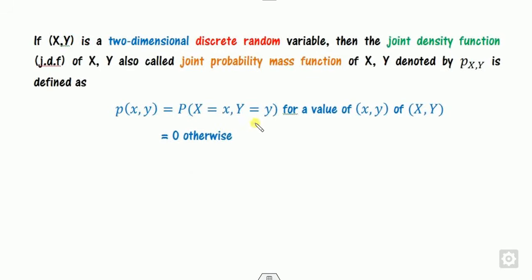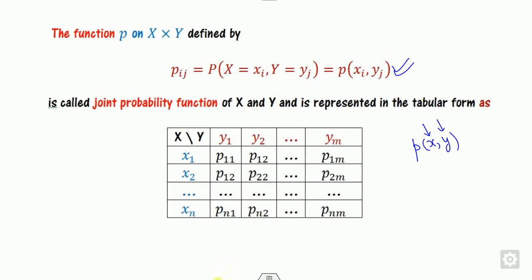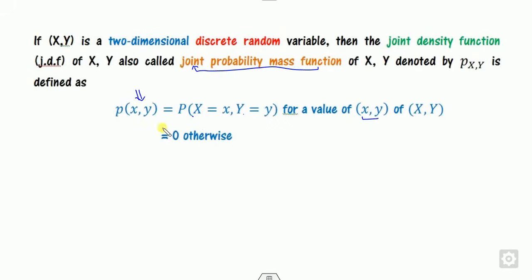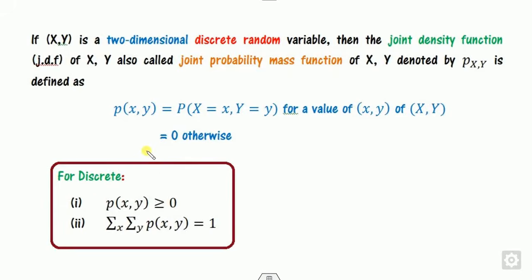If we want to find the density function of this p(x,y), it is called the joint probability mass function. For a two-dimensional random variable, it is defined this way: for any pair x comma y belonging to the capital X Y, it is calculated by using this equation. Otherwise, it is 0. Since it is a two-dimensional variable, to check whether it's a mass function or not, we call p(x,y) the joint density function, in short a JDF.